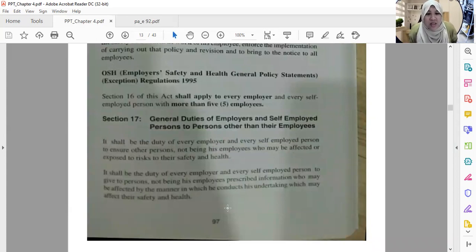Okay, section 17. General duties of employer and self-employed person to person other than their employees. It shall be the duty of every employer and every self-employed person to ensure that other person not being his employee who have been affected or exposed to risk to their safety and health. It shall be the duty of every employer and every self-employed person to give to the person not being his employee's prescribed information who may be affected by the manner in which he conduct his undertaking which may affect their safety and health.